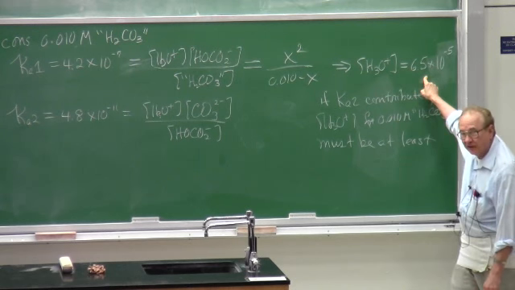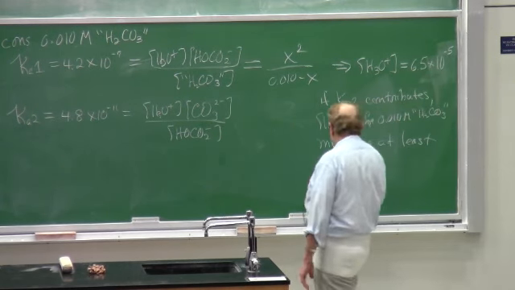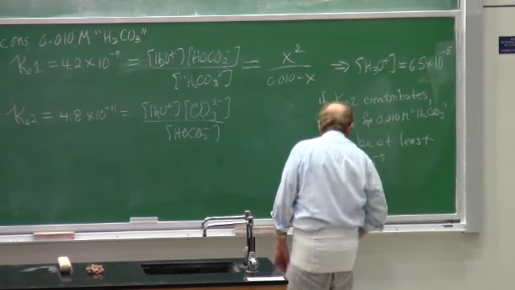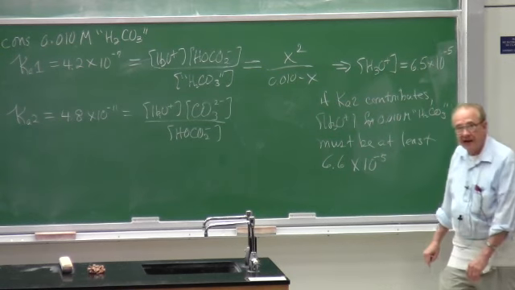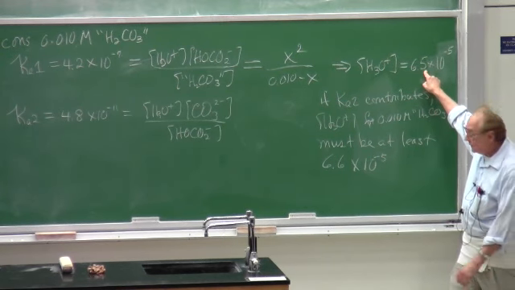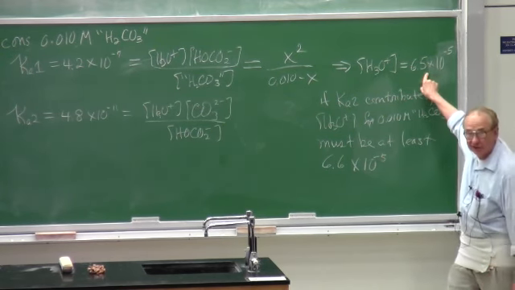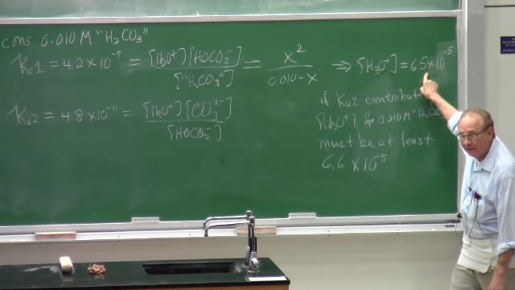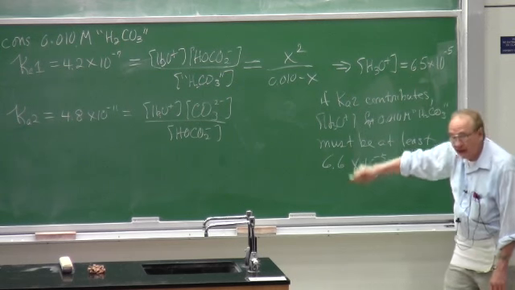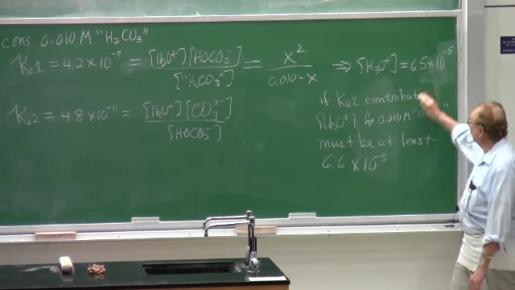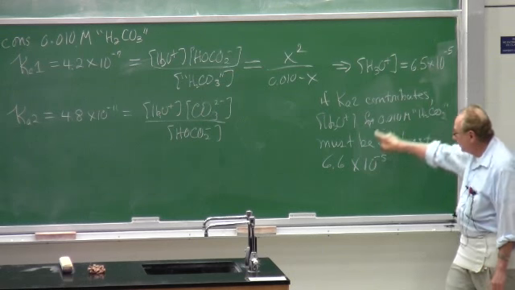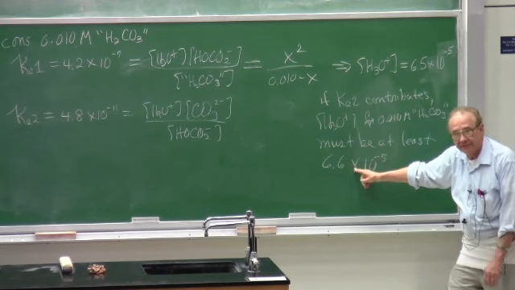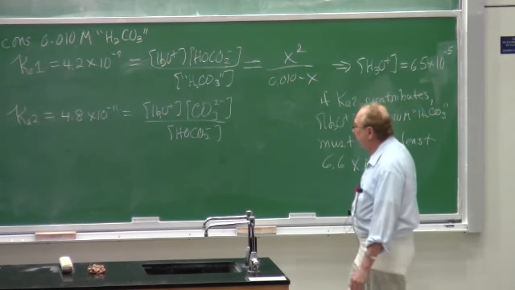6.6 times 10 to the minus 5. Because anything that's equal to or bigger than this but smaller than this is this, which means Ka2 didn't do anything. And that's what we're about to prove. If the second ionization makes any contribution, it's got to raise the hydronium ion molarity from this value to this value or something bigger. But it's got to go up at least to this. All right?